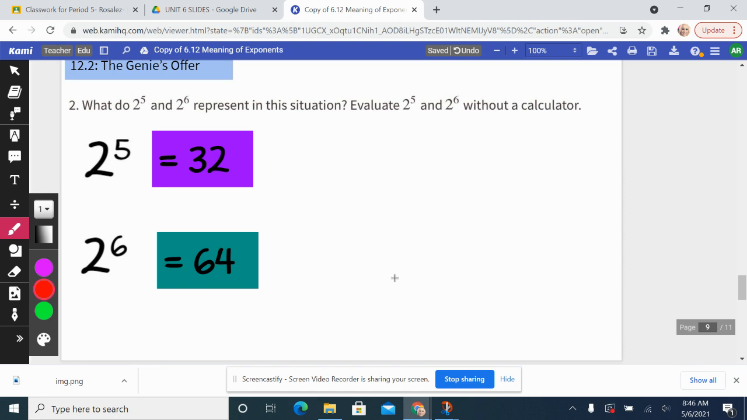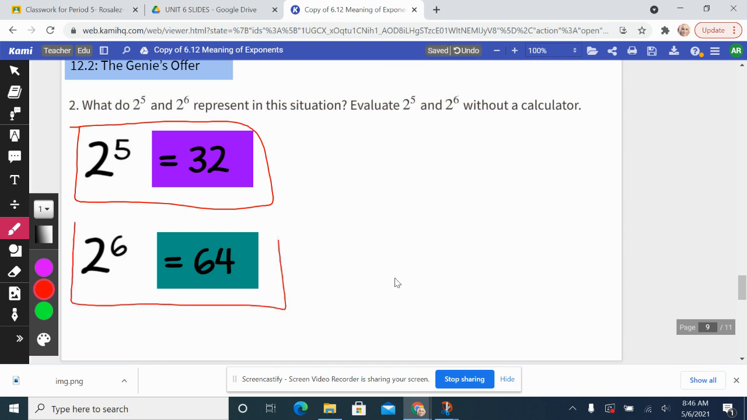Number 2, it says, what do 2 to the 5th and 2 to the 6th represent in the situation? It says to do it without a calculator. I just kind of did it for you guys. We would do this anyway in class. So 2 to the 5th is 2 times 2 times 2, 5 times, right? And you would end up getting 32. So please write what you see here. And then 2 to the 6th, you do 2 times 2 times 2, 6 times, right? So you would get 64. Okay, so please write down what I kind of squared off there. That's what you'll write for number 2.